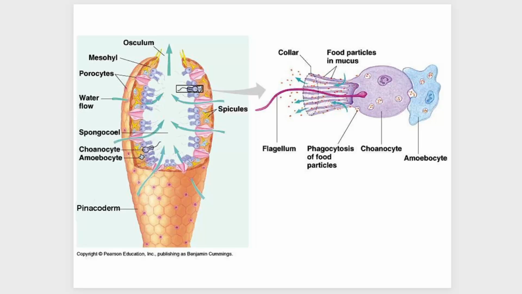There's another image, and you can see they call that a collar. That's that skirt coming off the body of the choanocyte, and then the flagella coming out there, the flagellum.